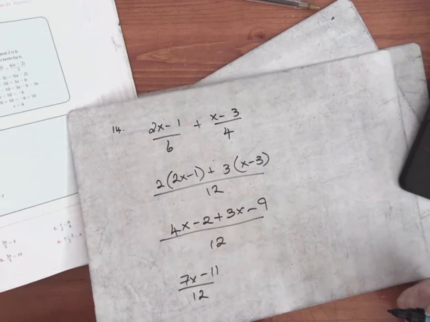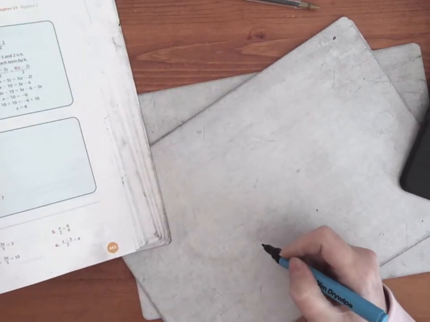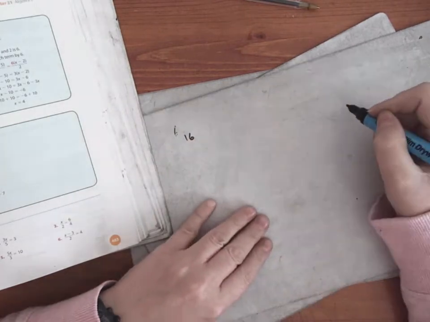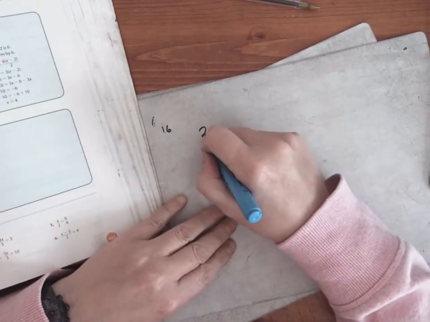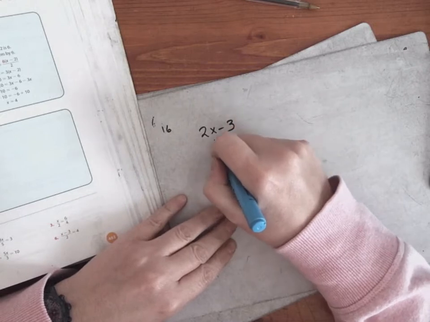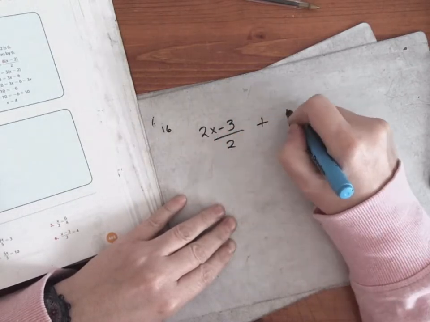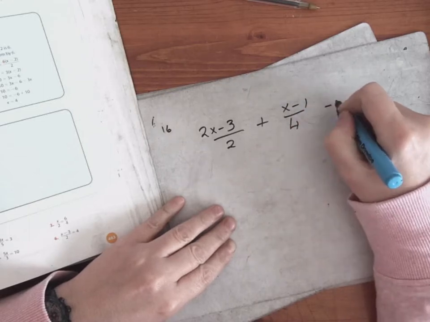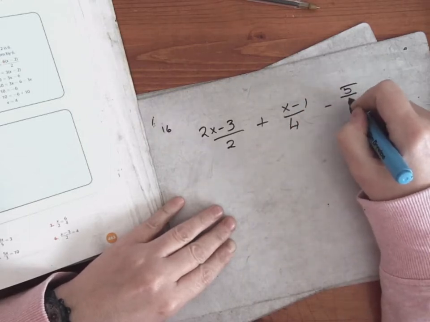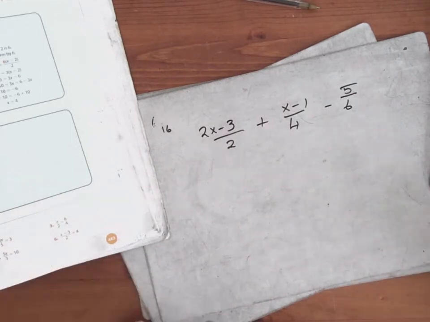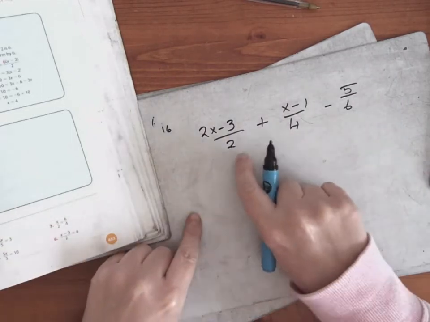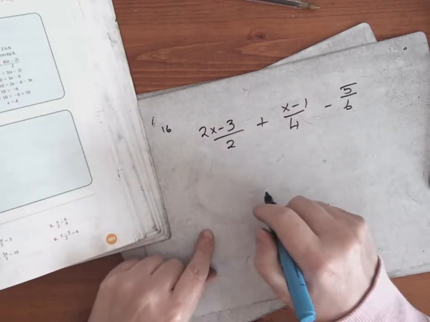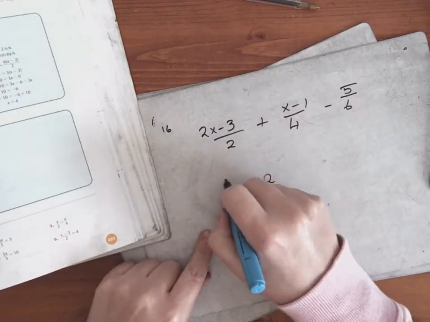Okay, the next one I was asked to do was number 16. So number 16 is (2x minus 3)/2 plus (x minus 1)/4 minus 5/6. So there's just three fractions here this time. With 3 fractions, you have to get a common denominator for a 2, a 4 and a 6. So 2, 4 and 6 all divide into 12 again.